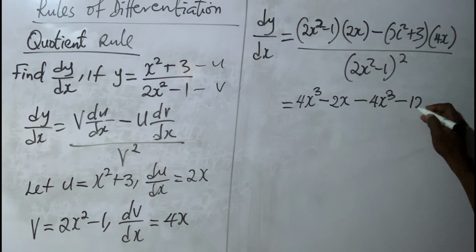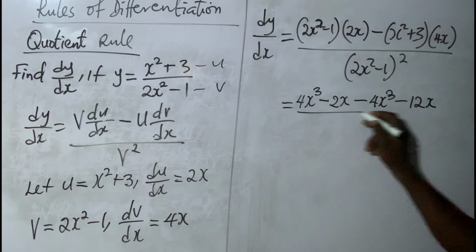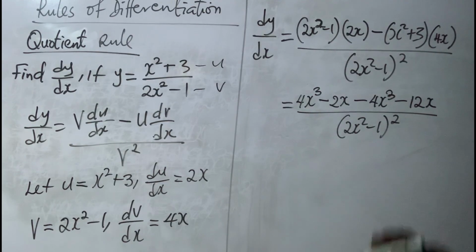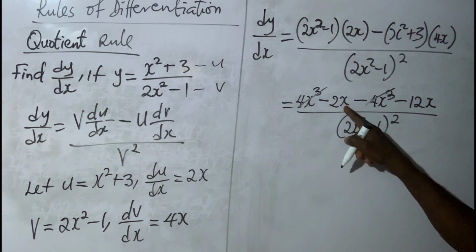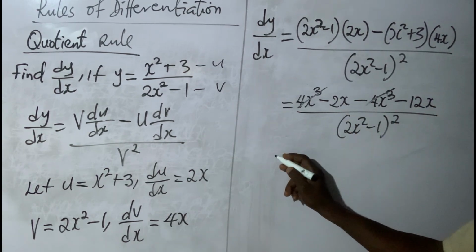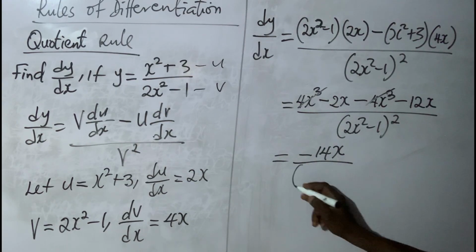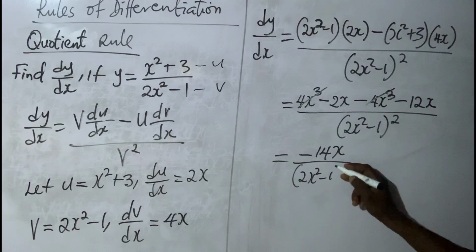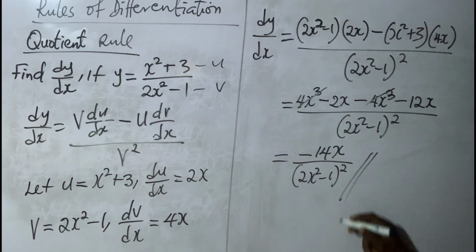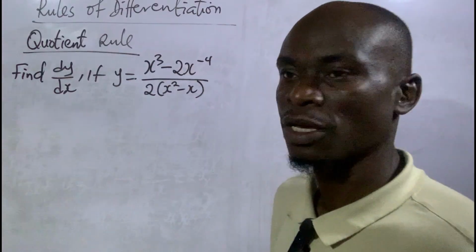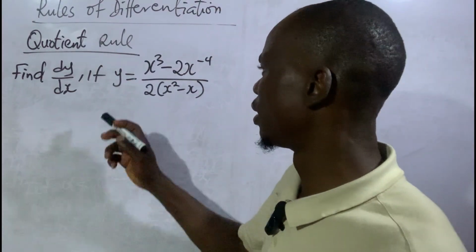That's minus 12x all over (2x squared minus 1) all squared. 4x cubed is gone. So what I have left is minus 2x minus 12x. That will give us minus 14x all over (2x squared minus 1) all squared. This is our answer.